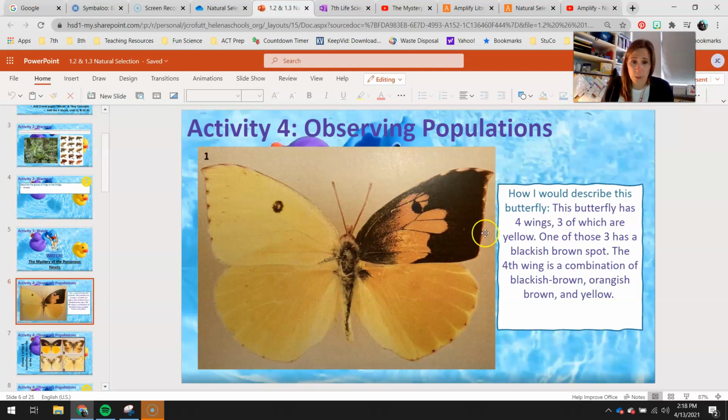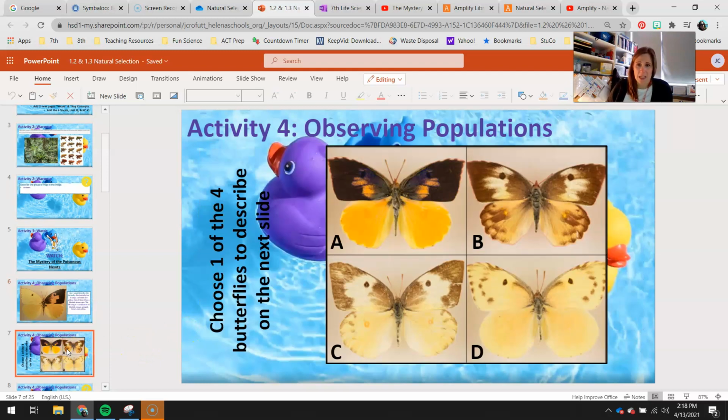And then this 4th wing has that same spot as this wing, but it's mainly brownish black, a little bit of orangish brown, and then a little bit of yellow in here. So what I wrote for this, how would I describe this butterfly? This butterfly has 4 wings, 3 of which are yellow. One of those 3 has a blackish brown spot. The 4th wing is a combination of blackish brown, orangish brown, and yellow. Okay? So really focused in on the main differences there, which were the colors of the wings.